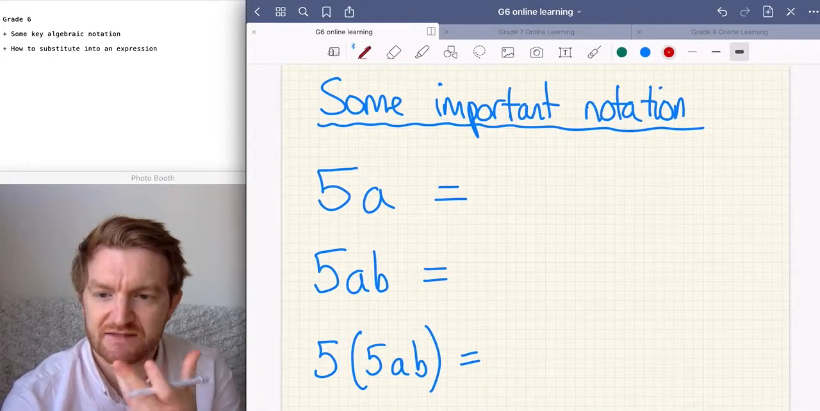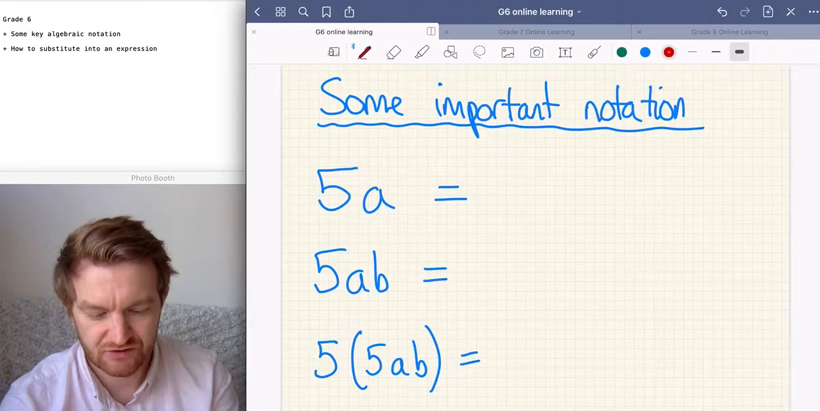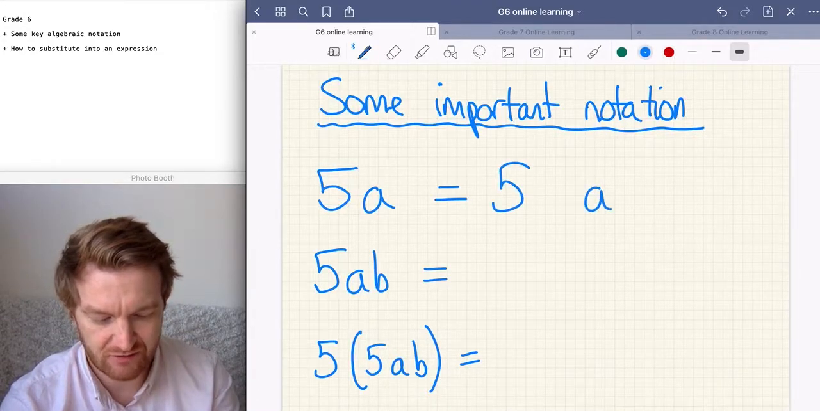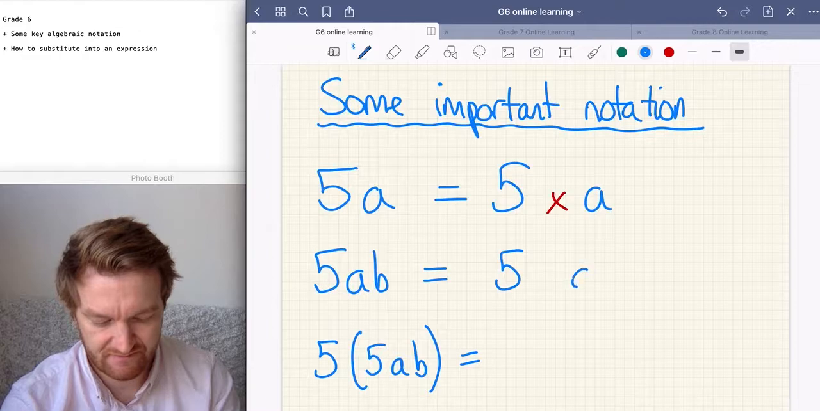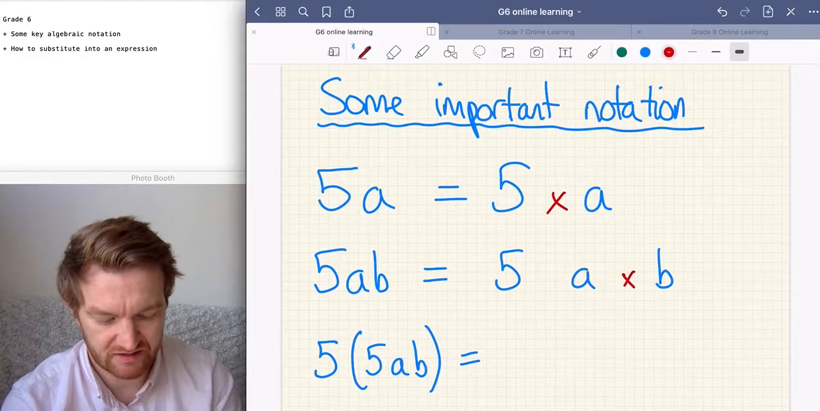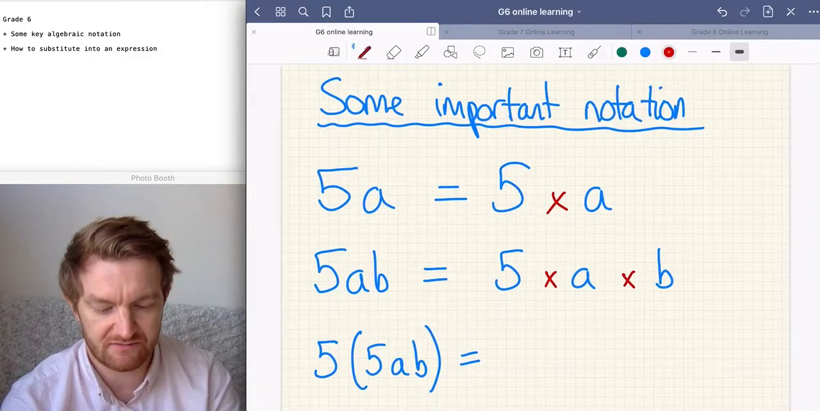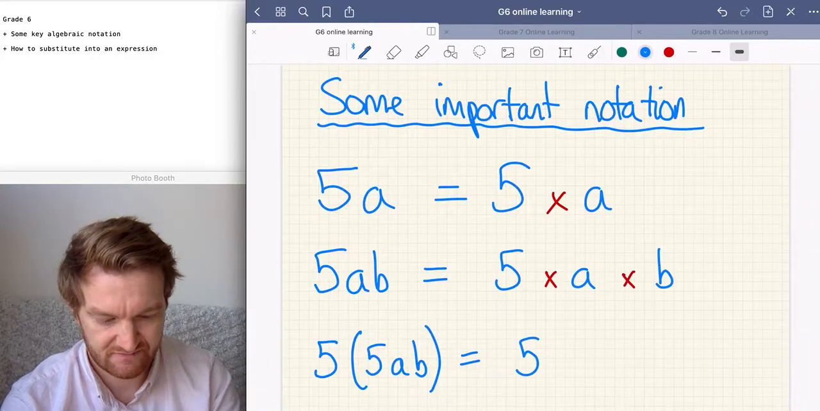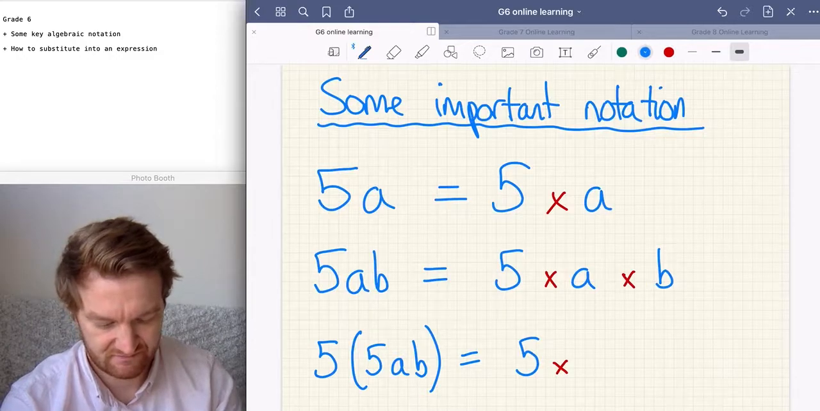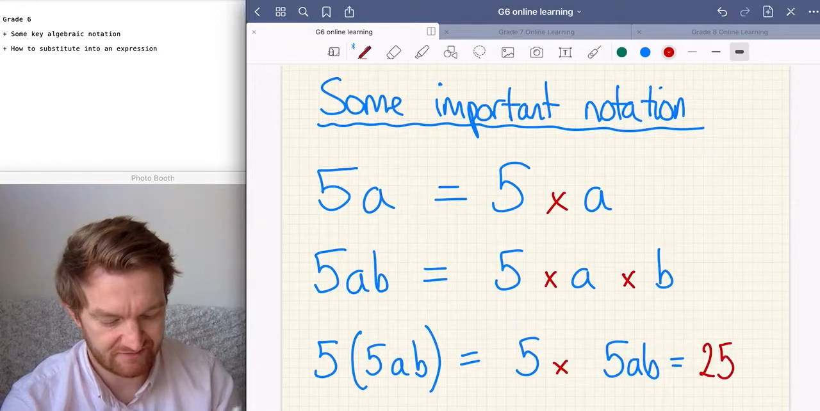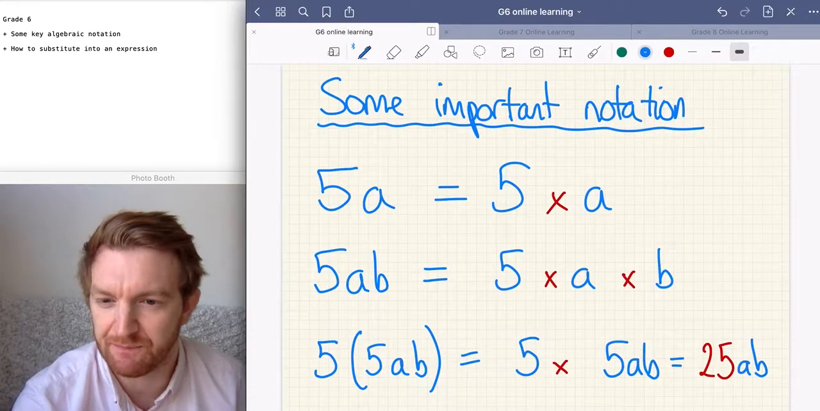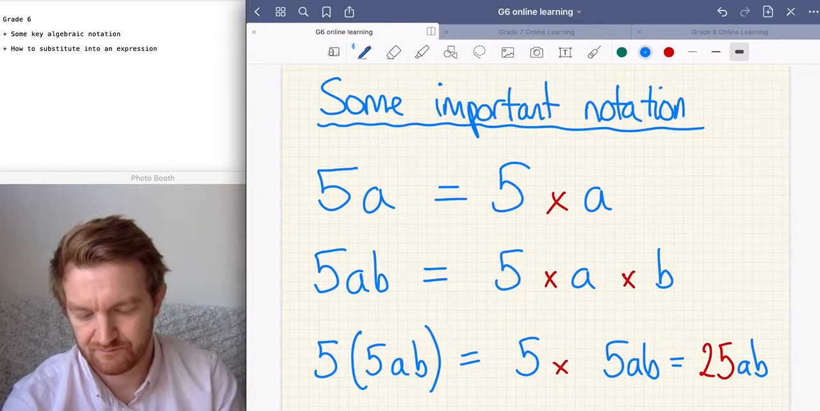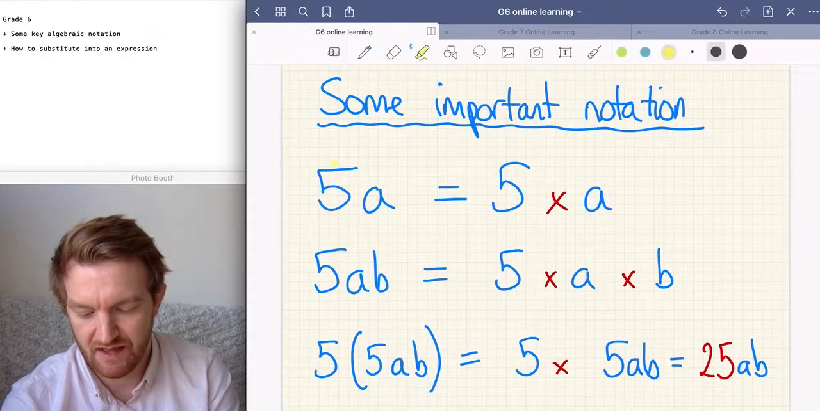If you just see a single term like 5A, just remember that means you've got 5, you've got A, and you're multiplying them together. 5 times A. Here you've got 5, A, and B. When there's no sign, you can assume they're just being multiplied together. Similarly, this is 5 times the whole thing, which gives you 25. 5 times 5, 25 AB's. So just the numbers with the numbers. This first one here, very important.